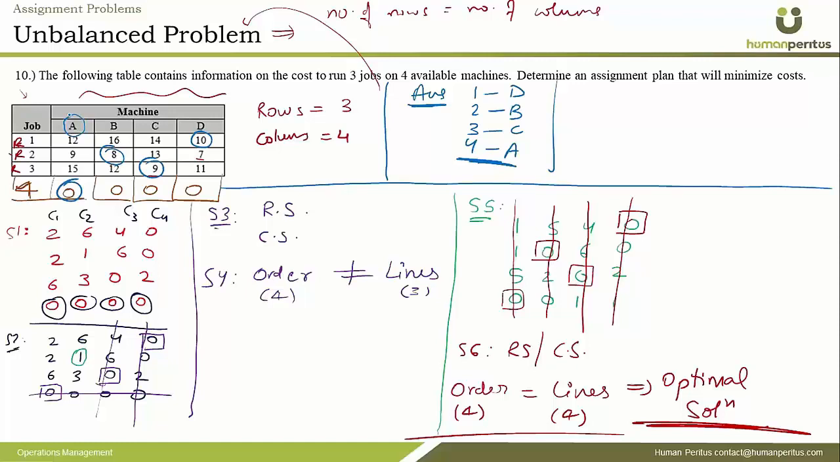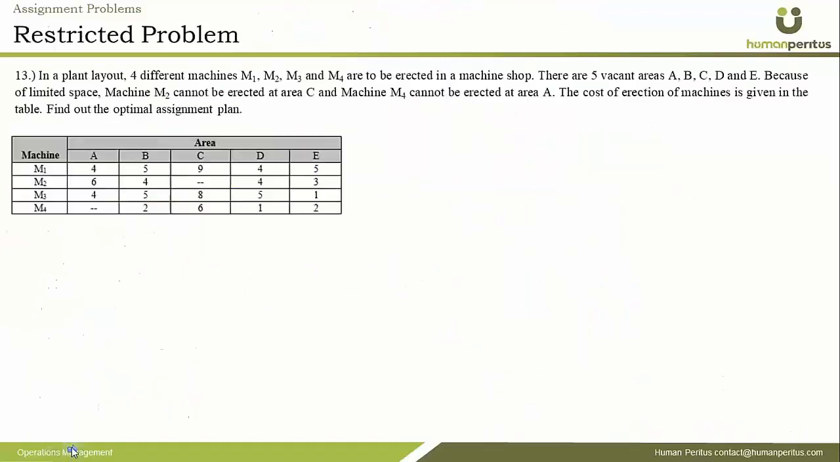Now let me calculate the cost, which is 10 plus 8 plus 9, plus 0. So what will be the cost? 27 is the cost of assignment, the minimized cost for this assignment, right? So this is the type of unbalanced problem. Now let us move towards the next type of problem, which is a restricted problem.